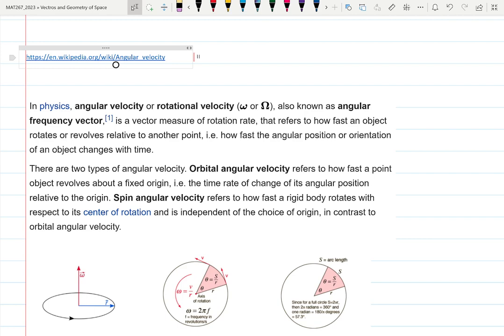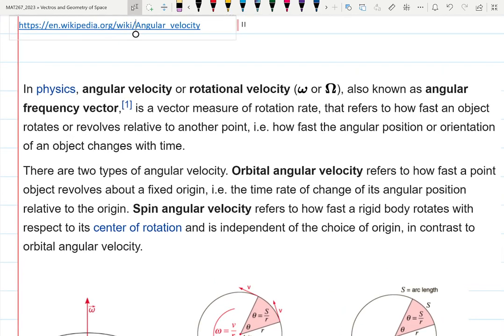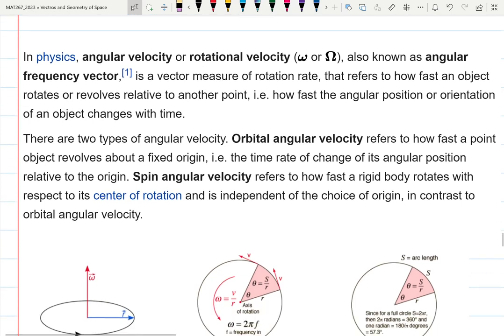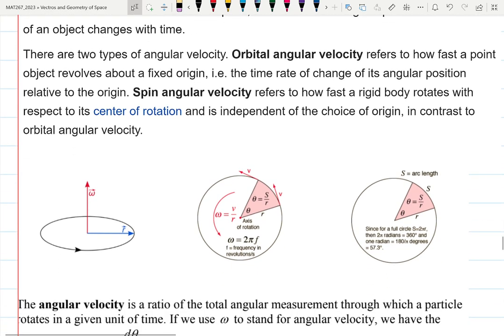Finally, in physics, angular velocity or rotational velocity, also known as angular frequency vector, is a vector measure of rotation rate that refers to how fast an object rotates or revolves relative to another point, how fast the angular position or orientation of an object changes with time. There are two types, orbital angular velocity and spin angular velocity.